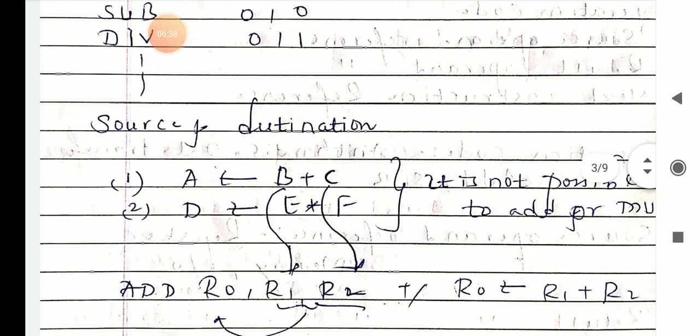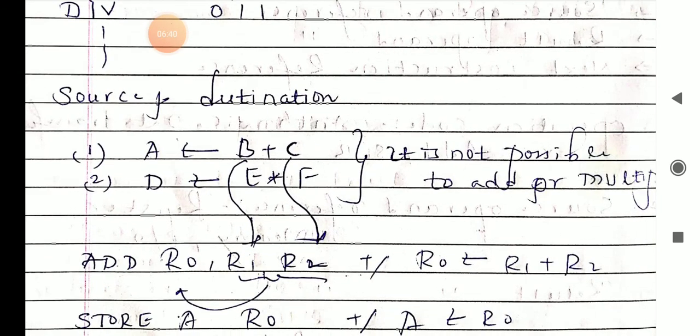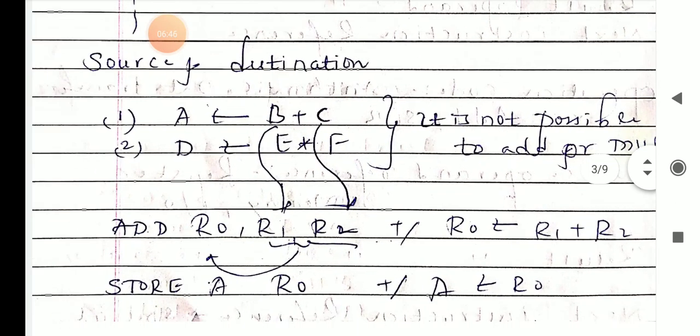By using these letters, but in assembly language or machine instruction, it is not possible to add or multiply directly. For that purpose, you have to use the addressing modes. By using the addressing modes, you can write the mnemonic and also the instructions. For example, consider b as r1, register 1, and c as r2, register 2. Adding r1 plus r2 and storing it into the destination r0, the addition is possible.